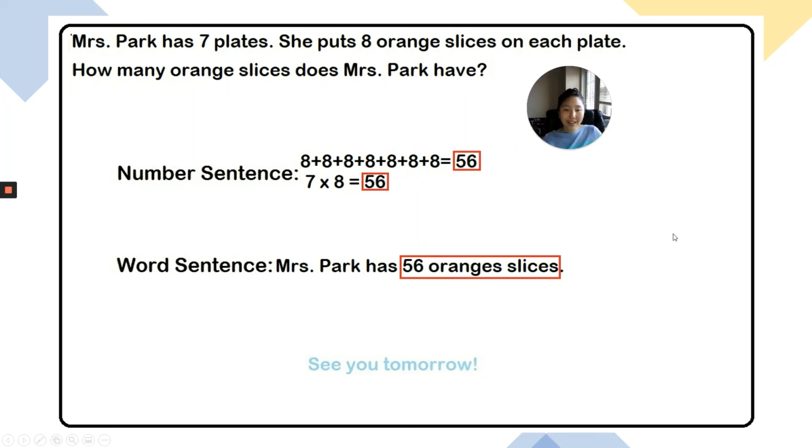Now that you saw my 3 different ways and you've solved your own, these are my number sentence and my word sentence to go with it. My number sentence was 8, and I added that 7 times in order to get 56. I've talked about this repeated number sentence being also a multiplication sentence. It's telling you that you did 8 how many times? 7 times. So 7 times 8 is 56. And my word sentence was, Miss Park has 56 orange slices.